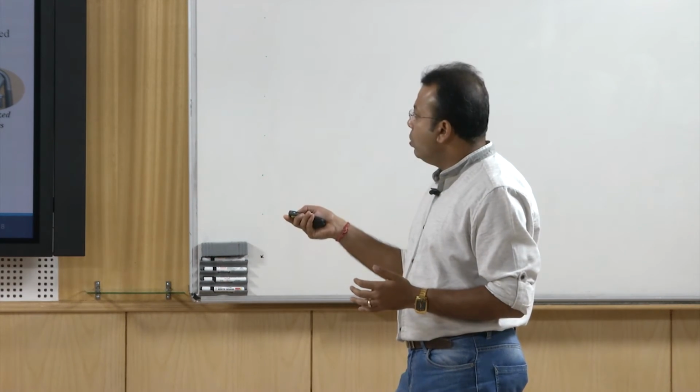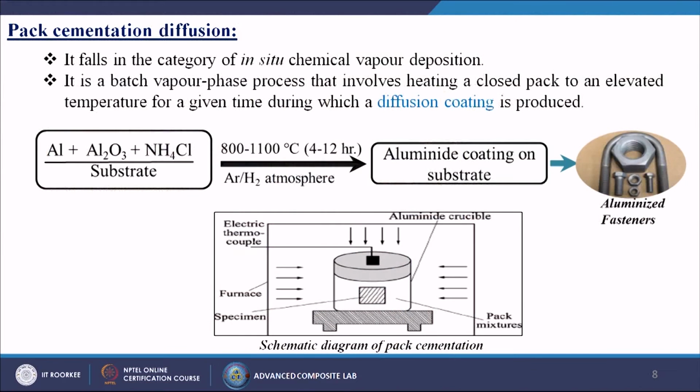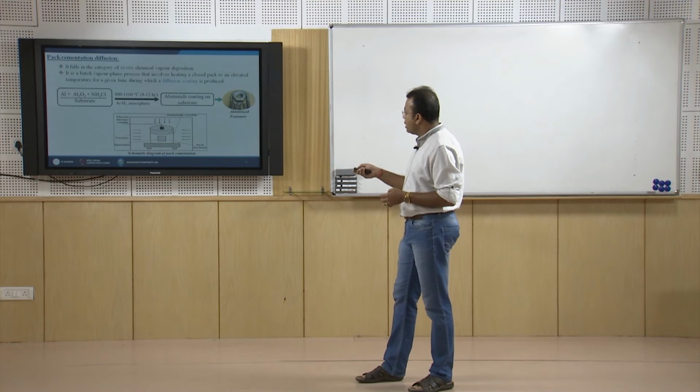Then we are getting that aluminide coating on the substrate. So, this is the material. Previously it was made of some metals, now we are giving the coating onto these materials, and this is known as aluminized fasteners, or maybe nut and bolt arrangements. Okay. So, these are all schematic diagrams of the pack cementation process.